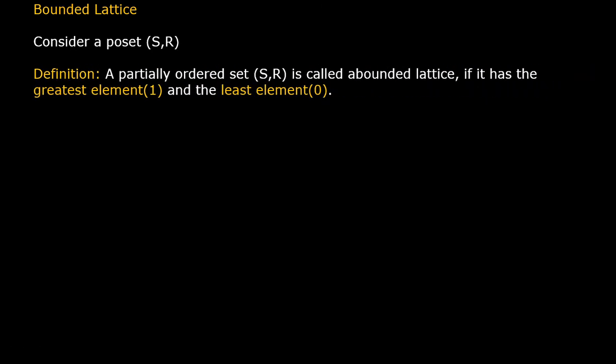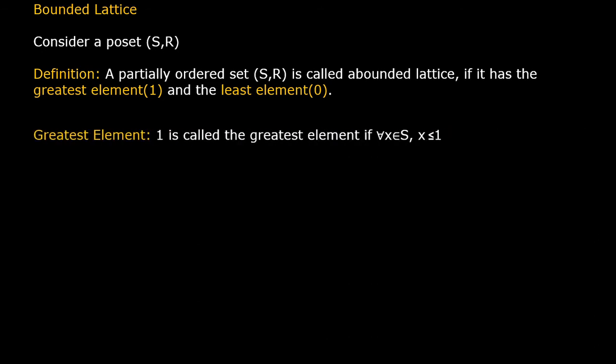Now we will see what is a bounded lattice. Again, if I consider a poset (S, R), where S is an arbitrary set and R is a partial order defined on set S, then the definition of a bounded lattice says that a partially ordered set (S, R) is called a bounded lattice if it has the greatest element, which is denoted by 1, and the least element, which is denoted by 0.